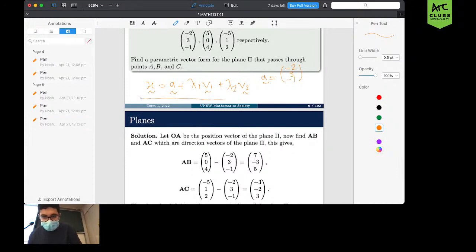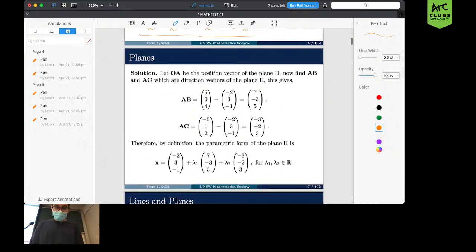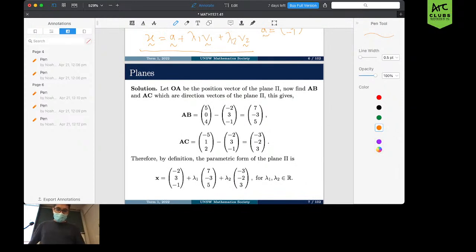This one here. Cool. Now, clearly, these 2 vectors are not parallel because you can't write one as a scalar multiple of the other. So we know that these 2 vectors aren't parallel, and thus we can just substitute our 3 vectors into that parametric vector form equation. So we get x equals -2, 3, -1, plus lambda 1 times vector AB, which is lambda 1, 7, -3, 5, plus lambda 2 times vector AC, which is -3, -2, and 3, for some real scalars, lambda 1 and lambda 2.